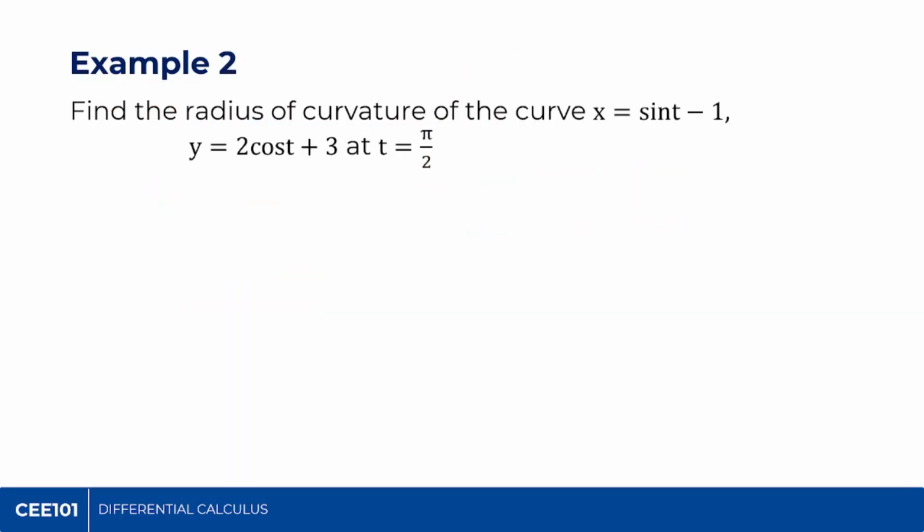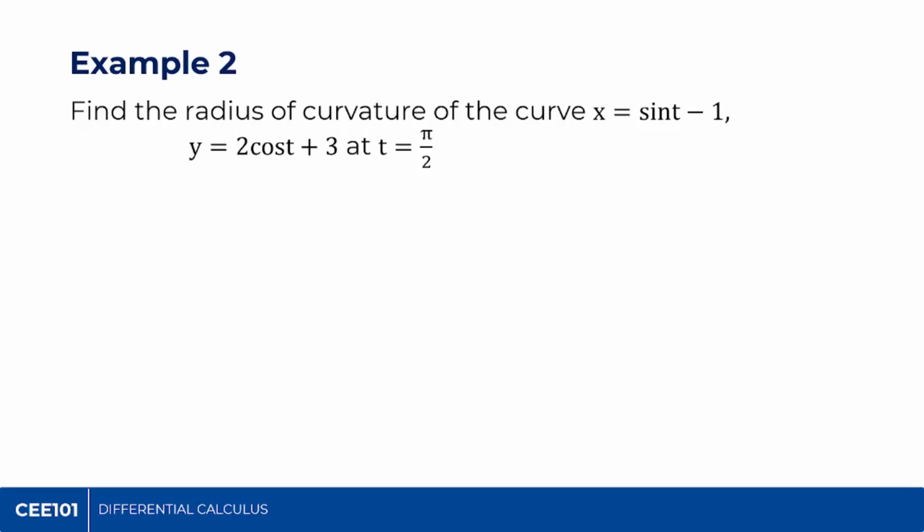Problem number 2. Okay, find the radius of curvature of the curve x is equivalent to sine t minus 1, then we have here y is equal to 2 cosine t plus 3 at t is equal to pi over 2. Now, my first question is, what type of equations do we have in our problem? Everyone? Anyone from the group? What do you think? Polar equation, sir.